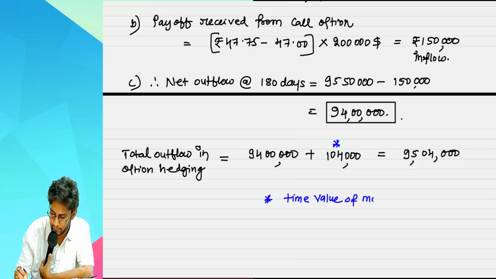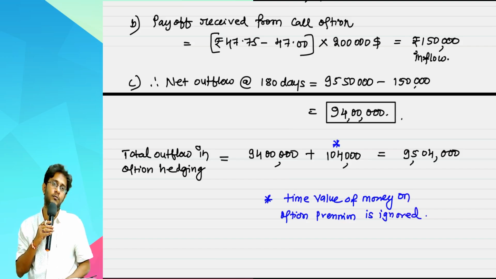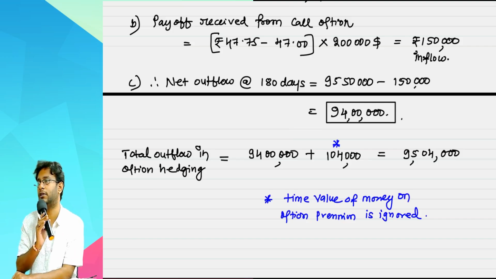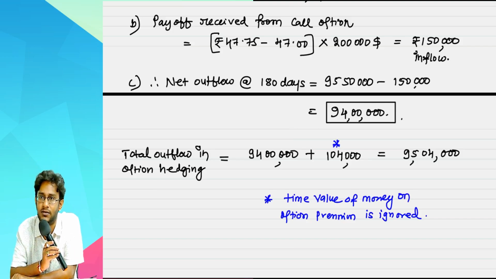Time value of money on option premium is ignored. Sir, why did you ignore? You tell me, how will I project it into 6 months time? I need interest rate. Interest rate is given, India interest rate? Not given now. That's exactly. Interest rates are available, no? Money market hedging interest rates in India is available, no sir? Then why did I not project?